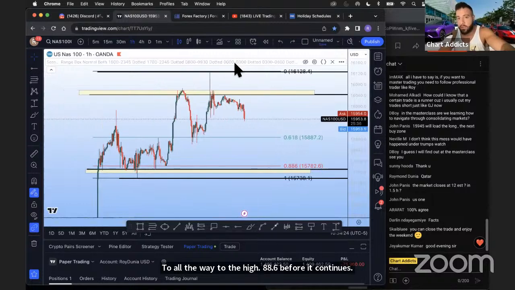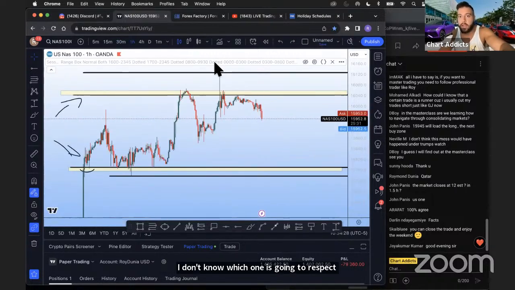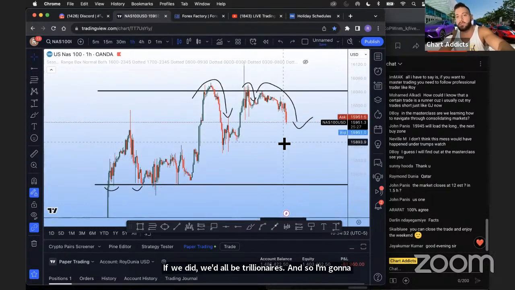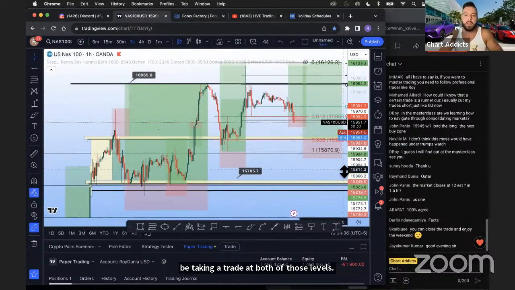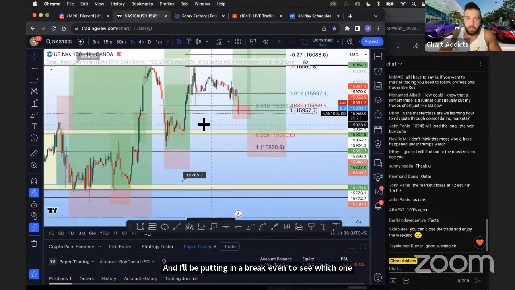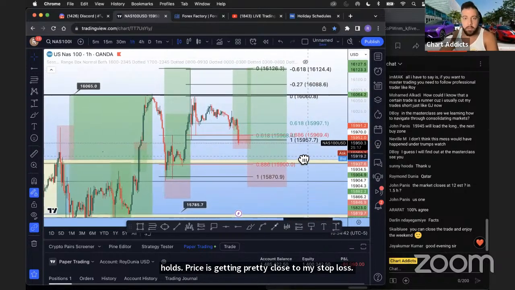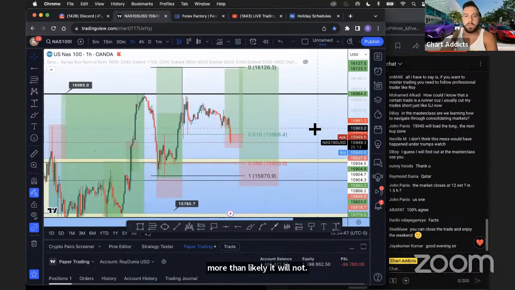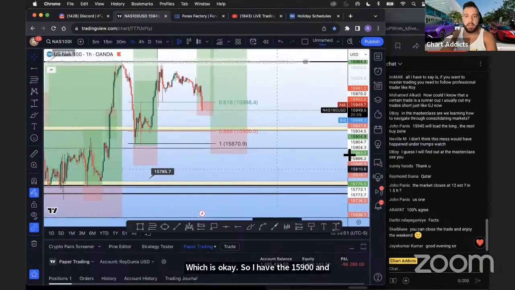I don't know which one it's going to respect, guys, by the way. You'll never know. If we did, we'd all be trillionaires. And so I'm going to be taking a trade at both of those levels, and I'll be putting in a break even to see which one holds. Price is getting pretty close to my stop loss. I'm going to give it a chance to see if it rejects back up. More than likely it will not, which is okay. So I have the 15,900, and then of course I have the 15,780 all the way down here.